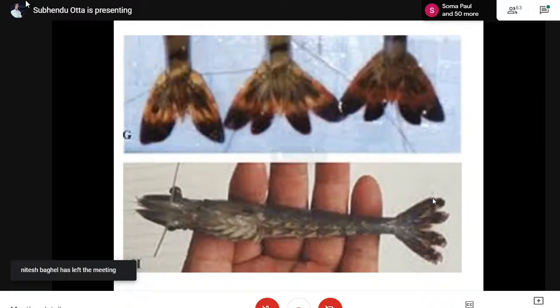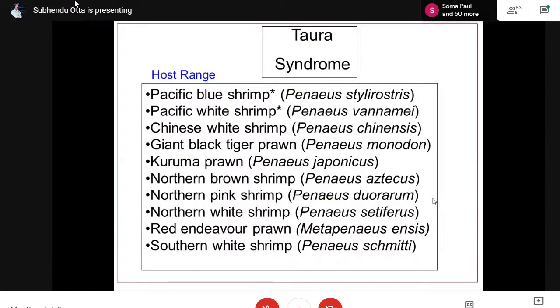This again shows some pictures. Again, a wide variety of species, almost all penaeid species are affected by this virus, reported either experimentally or naturally. The species get infected by Taura syndrome. So this shows that this has a potential to infect many shrimps.